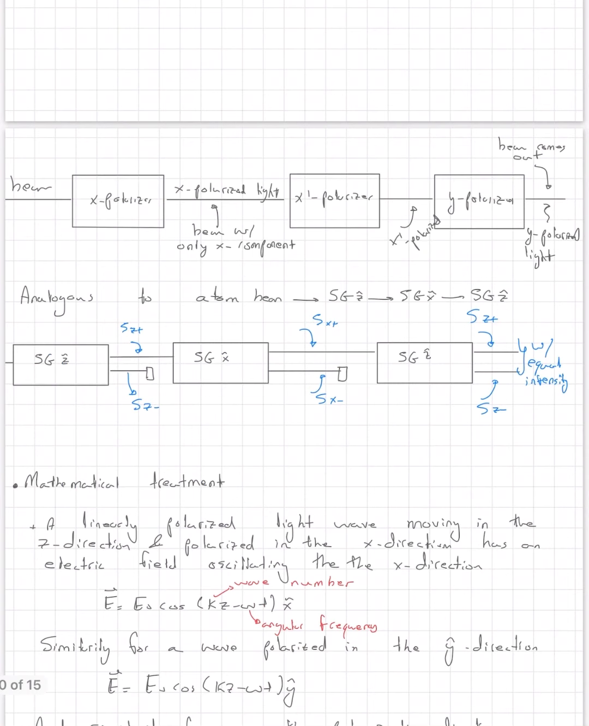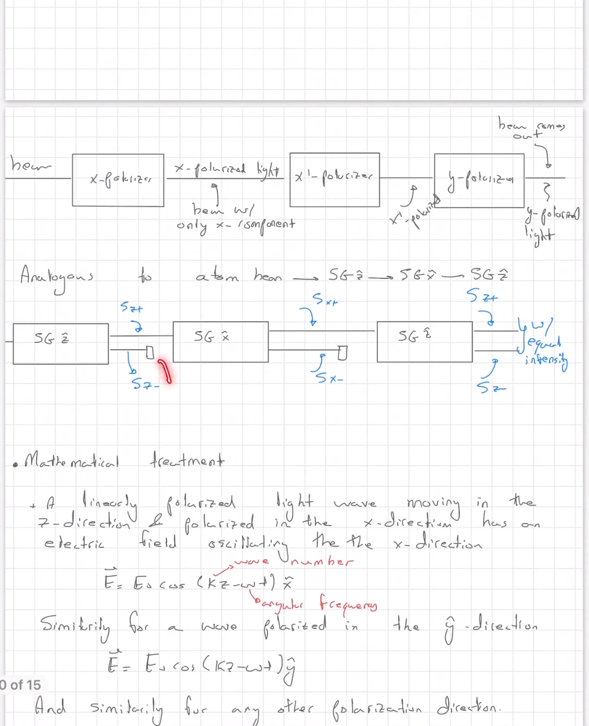I won't do it in details, but you can do the correspondence. It's very helpful to actually understand the problem. So this setup over here is analogous to the setup where we pass the beams through an SGZ Stern-Gerlach. We filtered it, then we passed it through an SGX Stern-Gerlach device, and then we only let the SX plus pass, and then we passed it through another SGZ device. And at the end, surprisingly, we got two beams, SZ plus and SZ minus, with equal intensities.